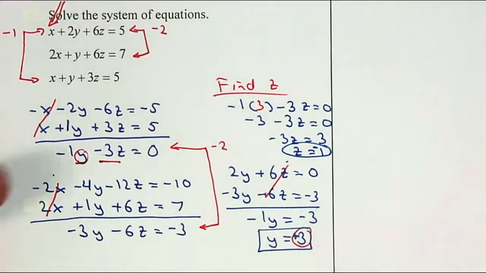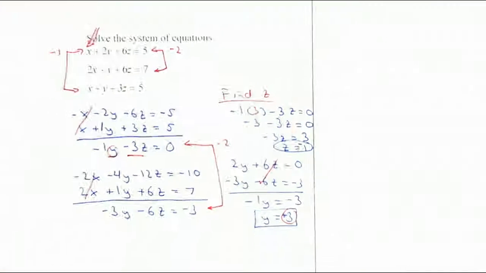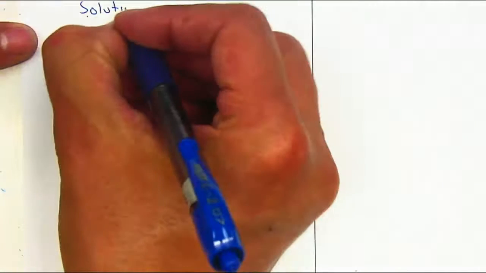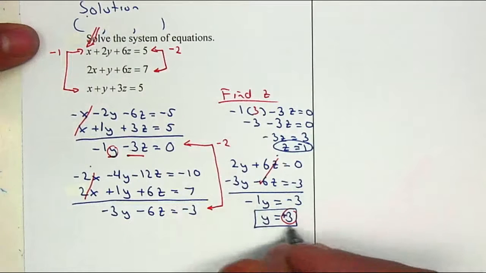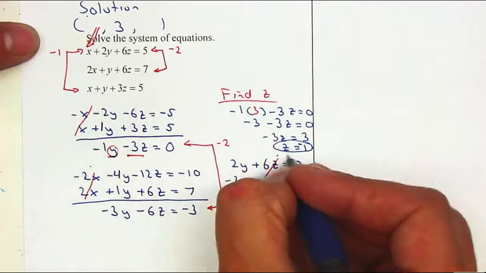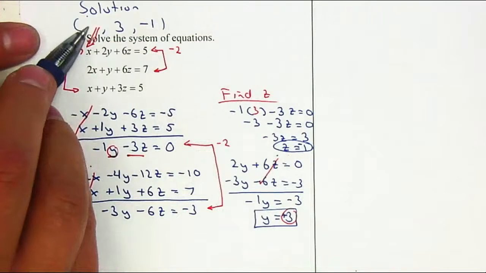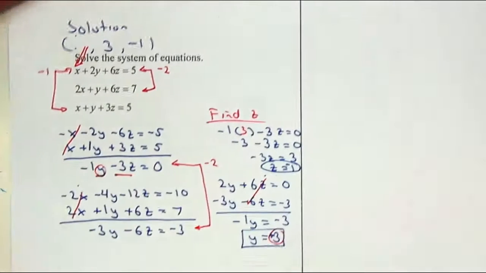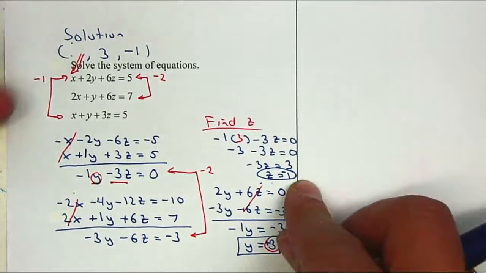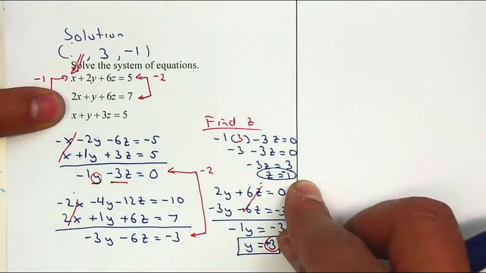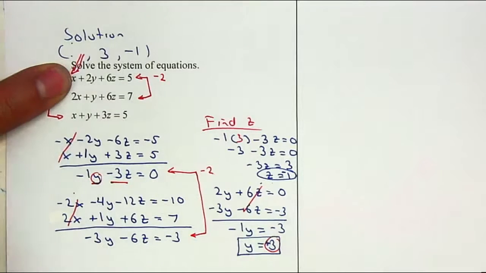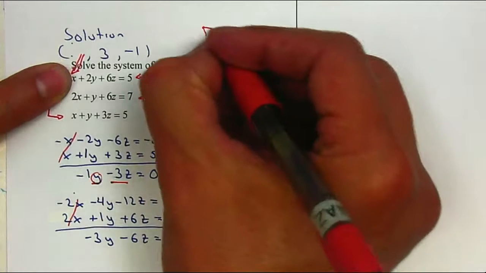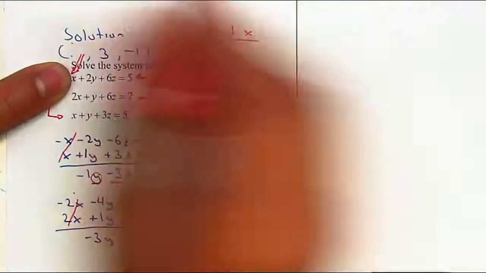So right now my solution is going to be x, y, and z. So the y is a +3, my x is unknown, my z is a -1. So now I just need to find x. To find x, you're going to take those two values and plug it into any of those three equations. It doesn't matter, you get the same answer. So let's go and plug into the first equation. Let's go and find x.